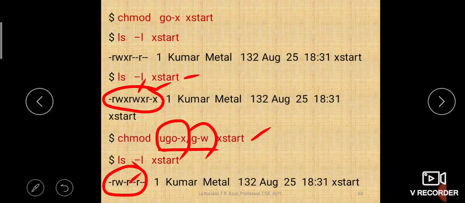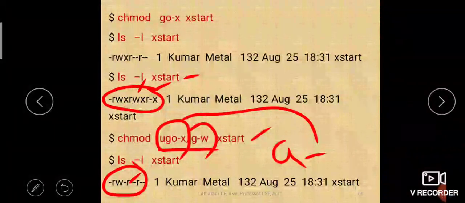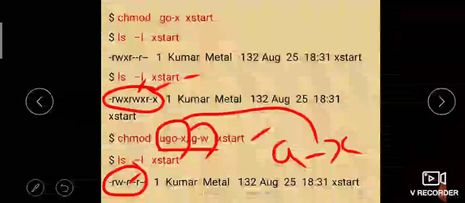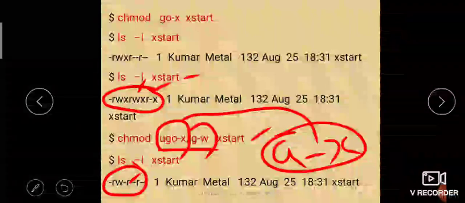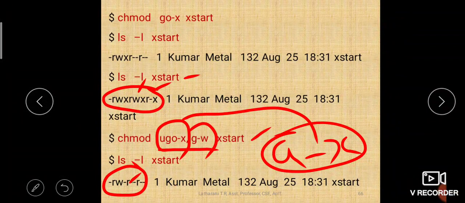See, in this case, for this UGO, you can also say a minus x. We studied that, right? UGO is nothing but a, isn't it? In the previous slide we saw that UGO or a, both are the same. a means all categories of users. That means UGO. So either you can say UGO minus x, or you can say a minus x. Okay, both of them are the same.